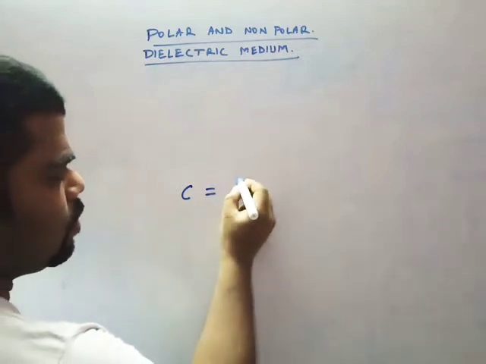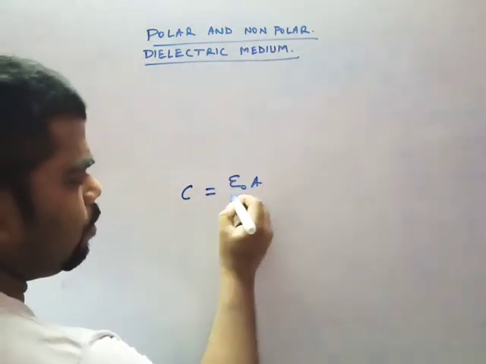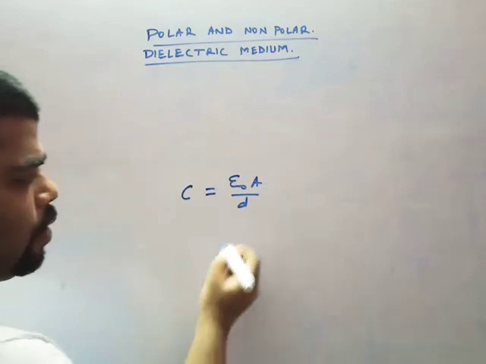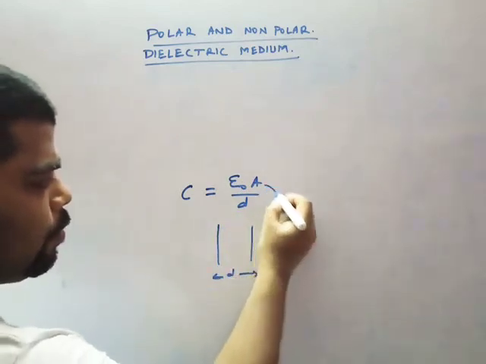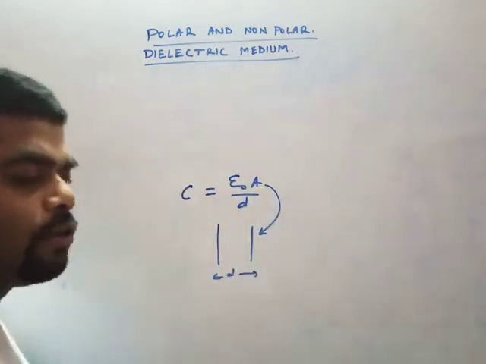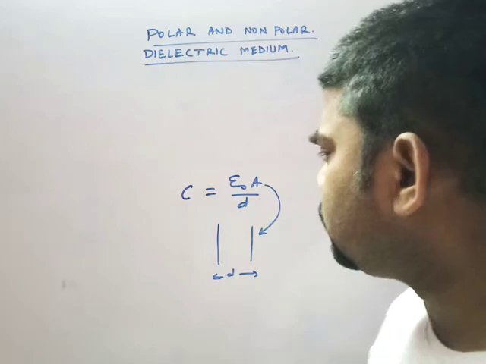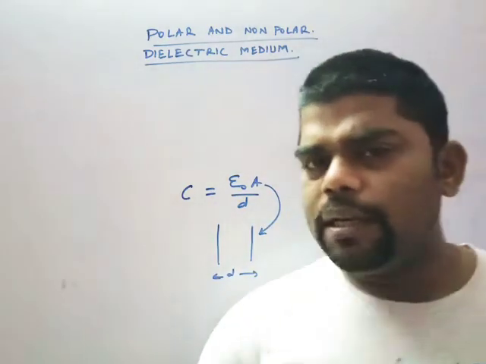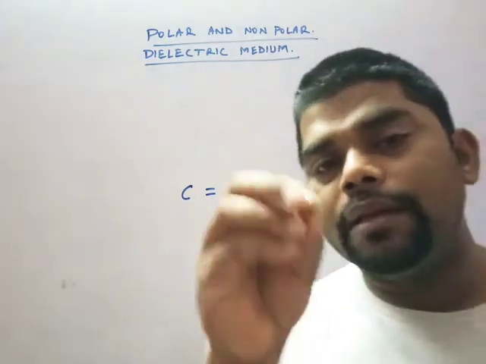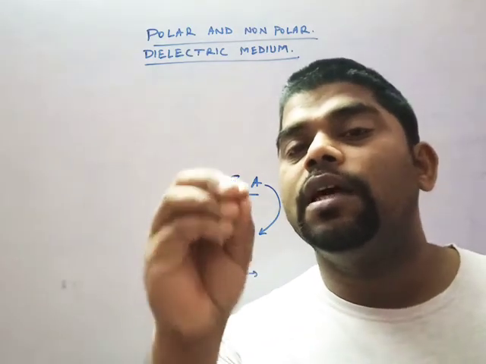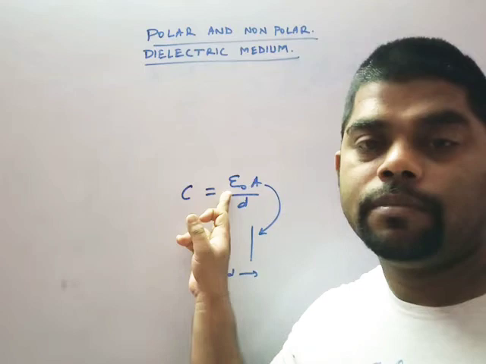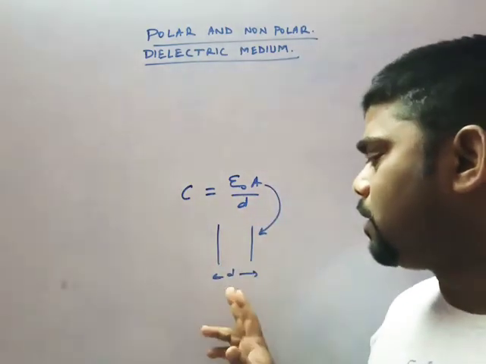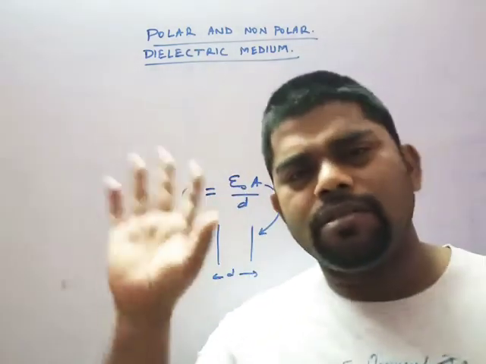C is equal to epsilon naught A by D. Where D is the distance between the two plates, A is the area, and epsilon naught is the medium, as I said. Now that means there are three factors which can be responsible for changing the capacitance. Which ones? The medium, the area and the distance.